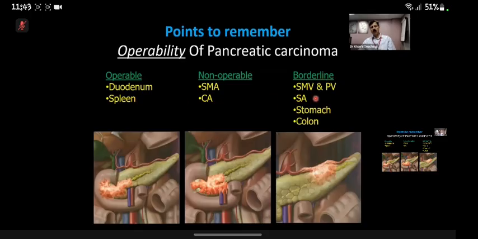Borderline tumors are these ones where the superior mesenteric vein or the portal vein or the splenic artery or the stomach and colon are involved. Look at this diagram here. The splenic artery is involved. So what can be done? There can be surgery, just cut the splenic artery here and do a splenectomy with it. So these are known as borderline. I don't think they will ask you anything on this. They will ask you if the SMA or the celiac artery is involved. So if I'm an examiner and I want to show you a pancreatic carcinoma, I'll show you something encasing the SMA or the celiac artery, just to check your concepts.